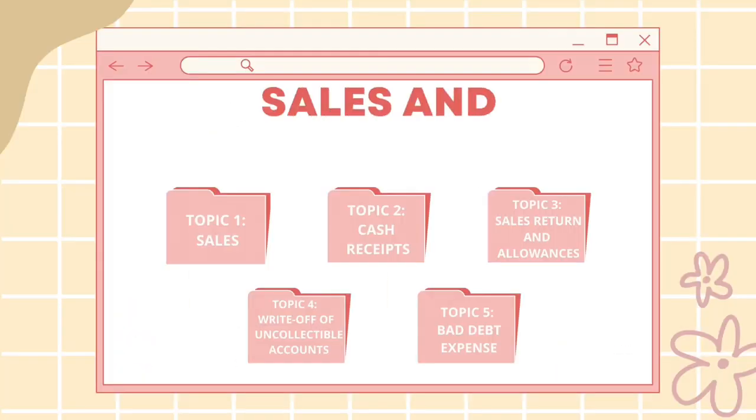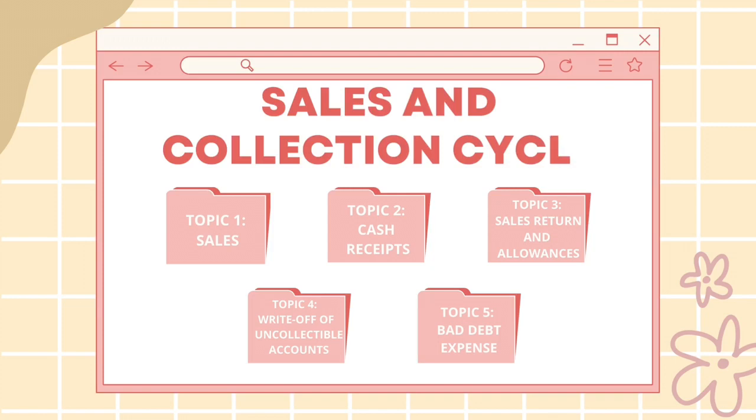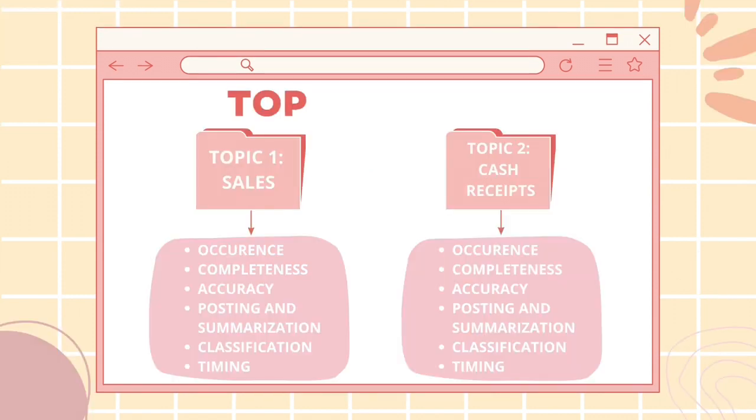In sales and collection cycle, there are 5 transactions. First is sales, second, cash receipts, third, sales return and allowances, fourth, write-off uncollectible account, and lastly, bad debt expense. For this presentation, we only cover 2 transactions, which is sales and cash receipts.